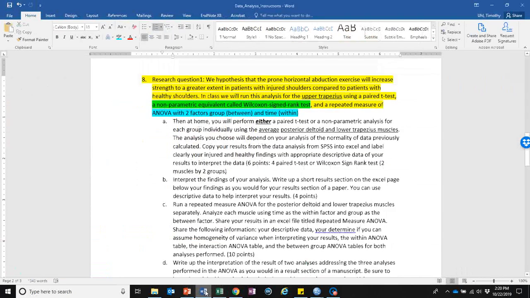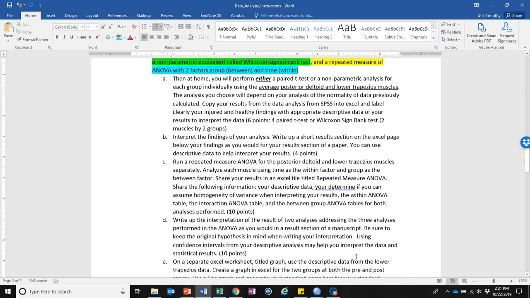So if we go back to the homework, you're going to run a repeated measures analysis, disregarding whatever you found in step A about your normal distribution. You're going to share your descriptive data. You can determine if there's an assumption of homogeneity of variance when interpreting the results. You can write it down, or you can copy and paste it over and refer to that. And then identify what's going on with your interaction, your main effect for time, your main effect for group. And then I want you to write in an interpretation of that.